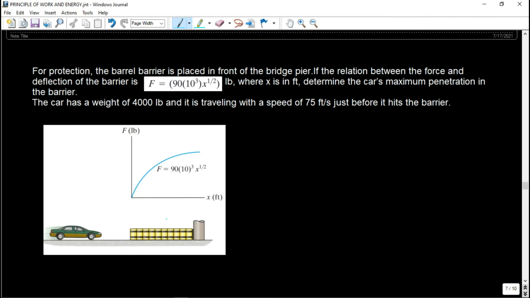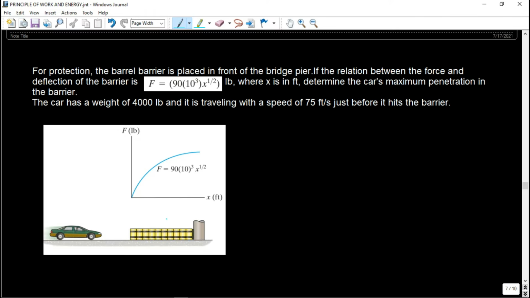Okay, so here, sa problem natin, for protection, the barrel barrier is placed in front of the bridge pier. So, if the relation between the force and the deflection of the barrier is, look at this, guys, F is equal to 90 times 10 cubed times x raised to 1/2 pounds. Okay, it is expressed in terms of pounds, so that is basically pound force. So don't be confused, guys. That is in pound force, where x is in feet. So, binigyan tayo ng equation of force in terms of distance. So, meaning, force is a function of distance.